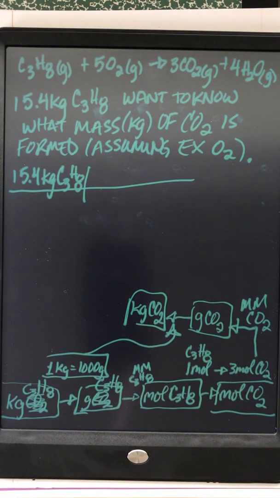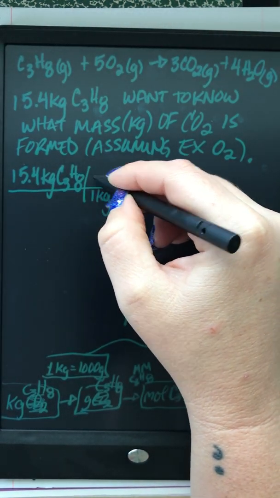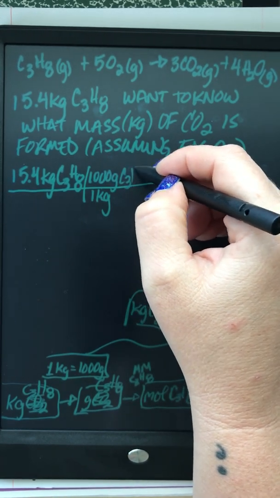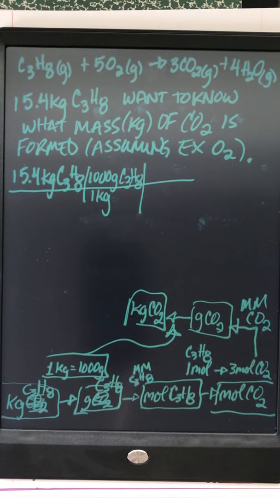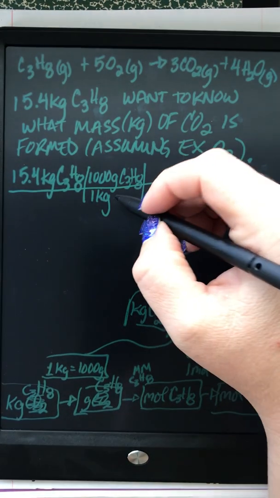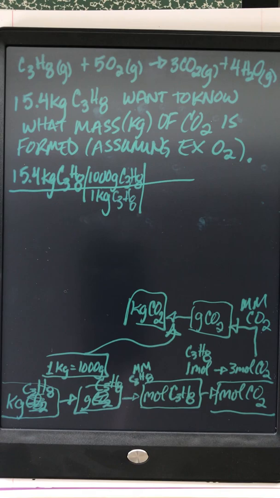And our first step is to go from kilograms to grams, right? So should kilograms go on the top or the bottom? On the bottom, exactly. So we have 1 kilogram gives us 1,000 grams. I thought it was going to be on the bottom, 1 kilogram of the propane. Okay, it's still 1 kilogram of propane on the bottom.